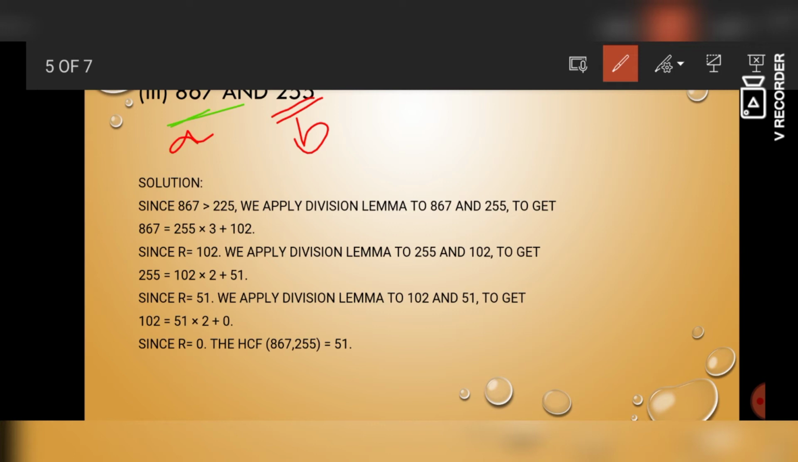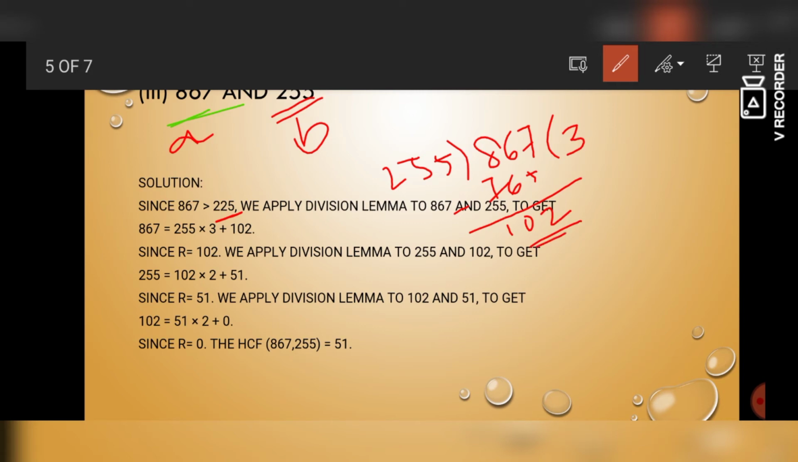Now again we will do the division in our rough, 867 and 255. Sorry, I have written wrong over here. It will be 255. So this will go first with 3 times and we will get 765. On subtracting, we will get the remainder as 102. So 255 into 3 plus 102 is our 867.